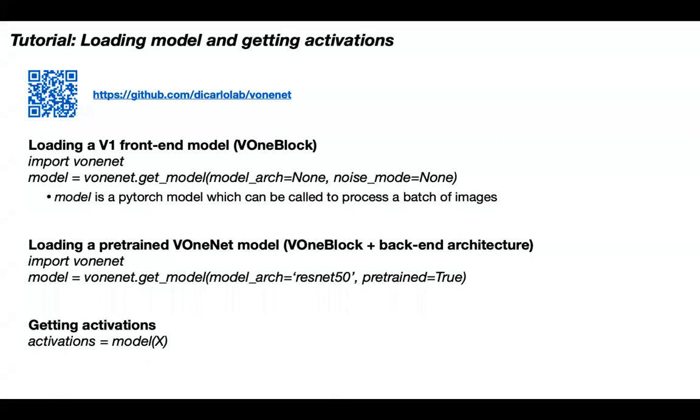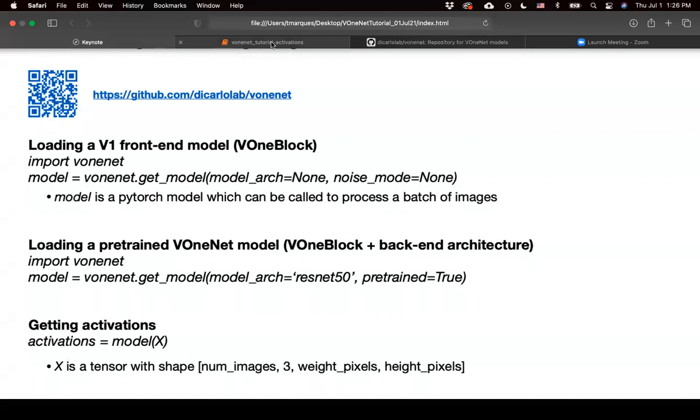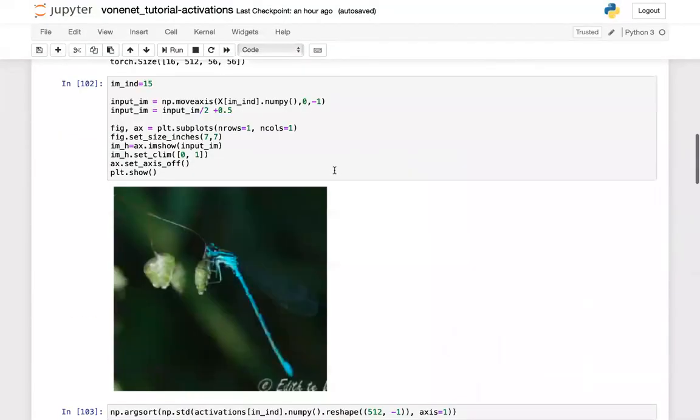And then to get the activations after the V1 block, or after the whole model, you just call the model by passing as an input a batch of images. Okay, so I will show you how this works.